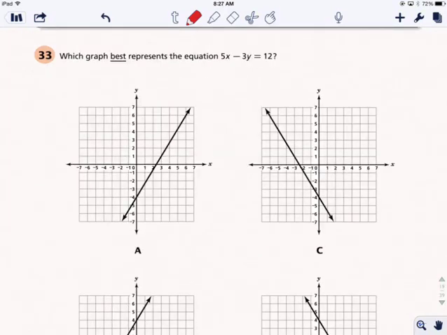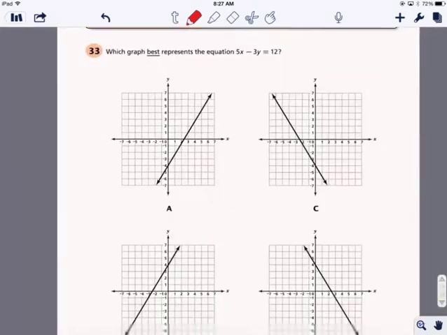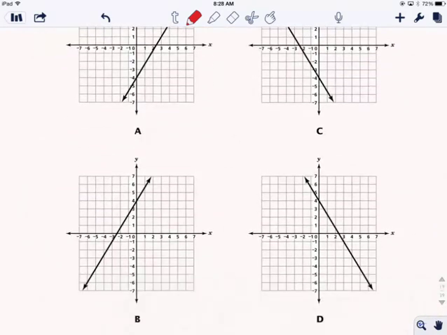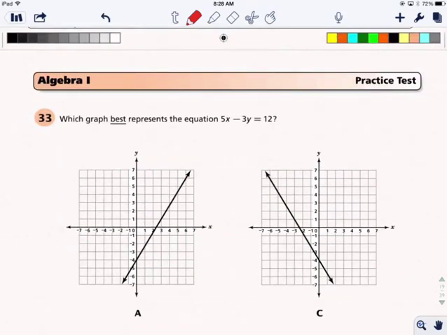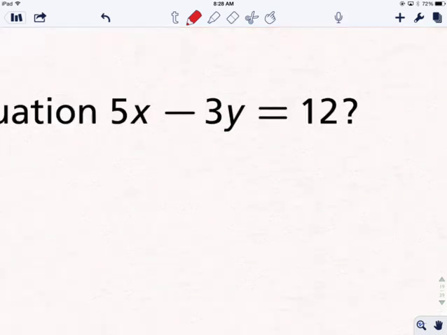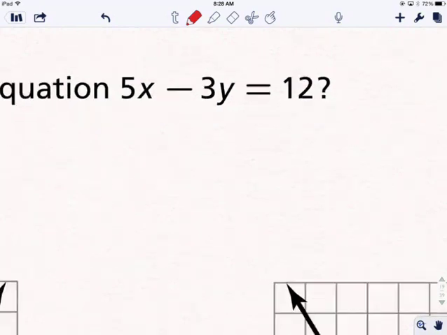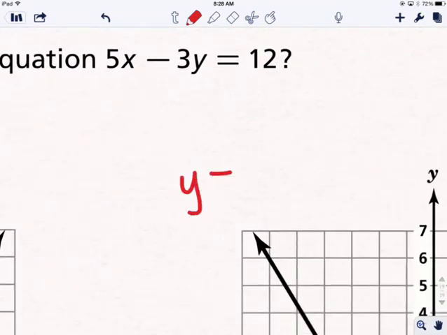Number 33. So we are given a linear equation and 4 possible graphs that it could match with. We want to know which graph goes with this equation. First thing you should notice is that the equation is not in slope-intercept form. It is in standard form. That means that it's kind of hard to visualize what this graph looks like. But we can transform this equation into slope-intercept form pretty easily, I hope. Remember, slope-intercept form says y equals.